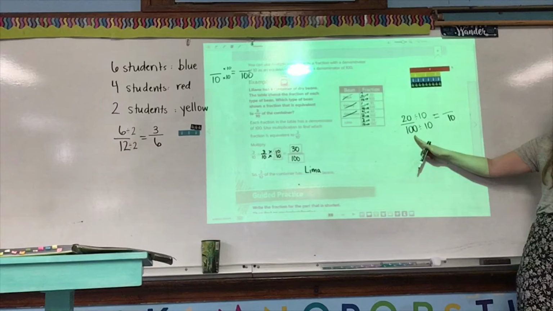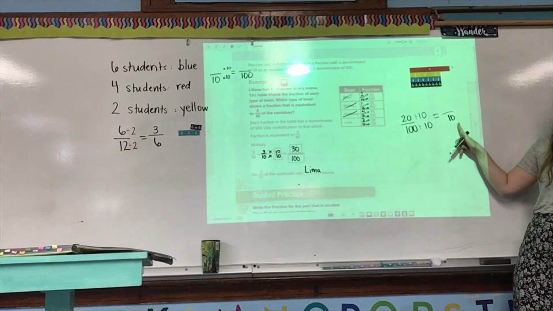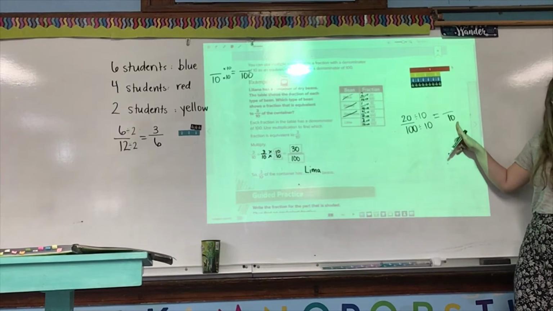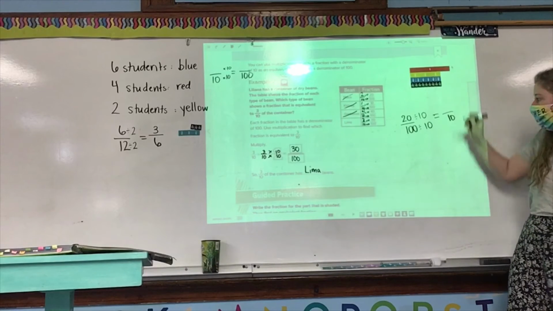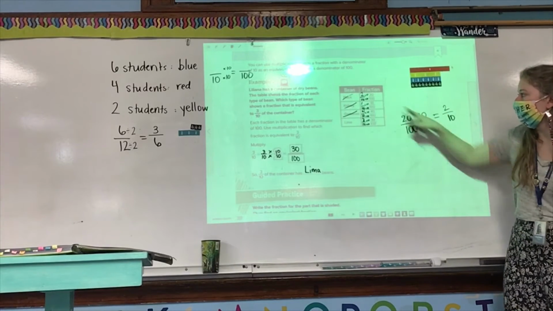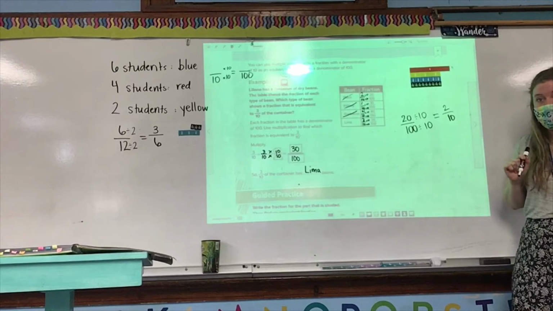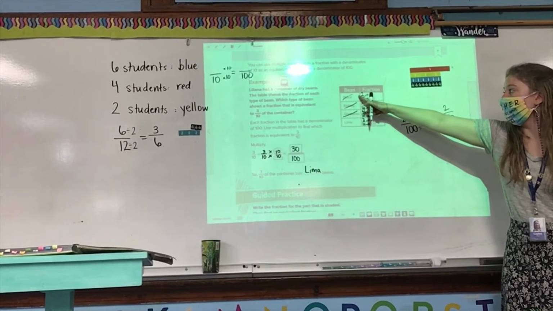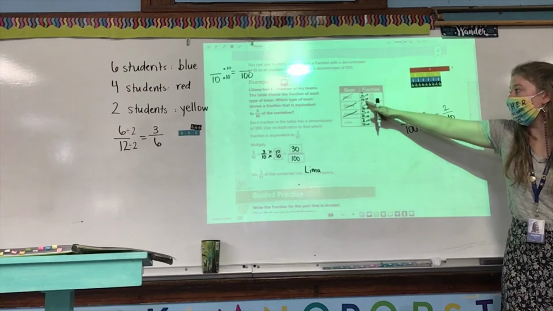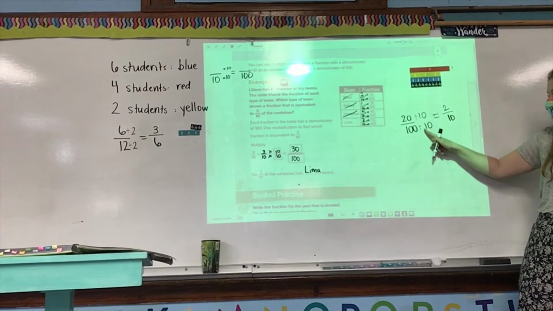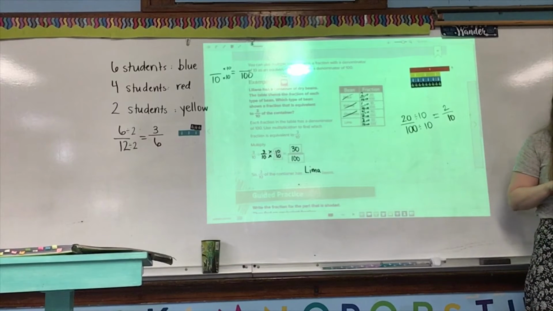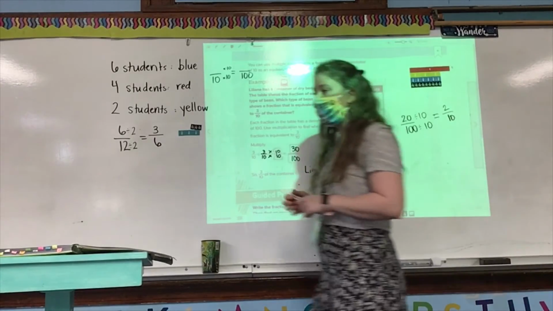10 times 10 is 100. Is that a basic fact? Yes. 100 divided by 10 equals 10. Is that a basic fact? Yes. So, 20 divided by 10 is? 2. Did we get the same thing? Yes. Did we get the same equivalent fractions? 2 tenths, each multiplied by 10 is 20 hundredths. 20 hundredths, each divided by 10 is 2 tenths. It's the same thing, just the backwards basic fact.